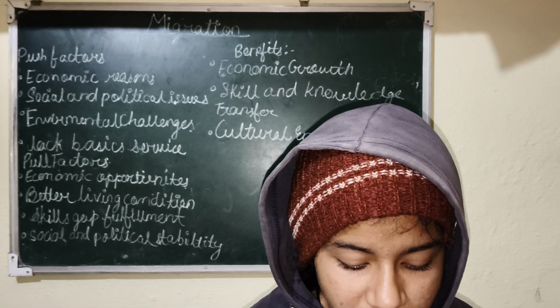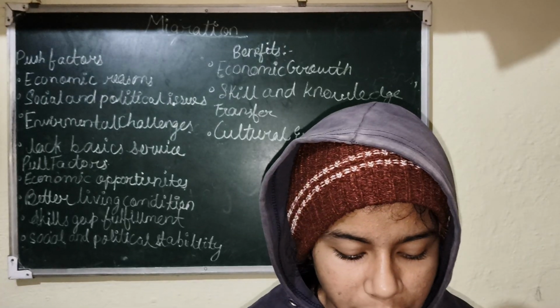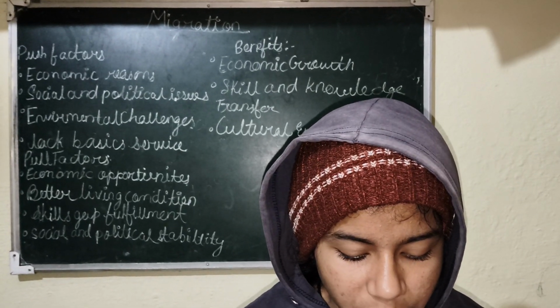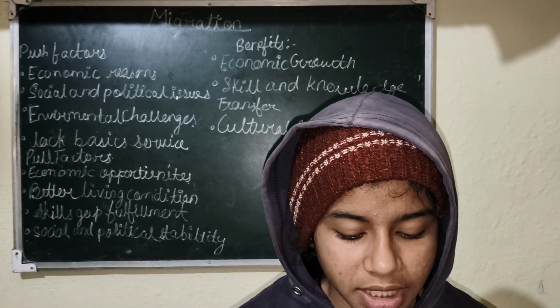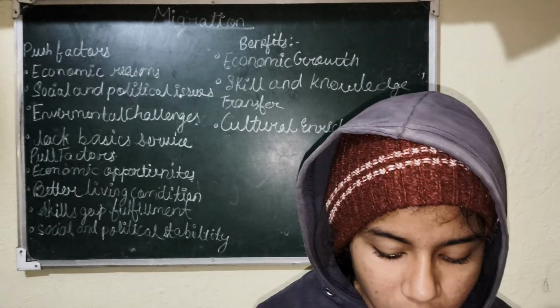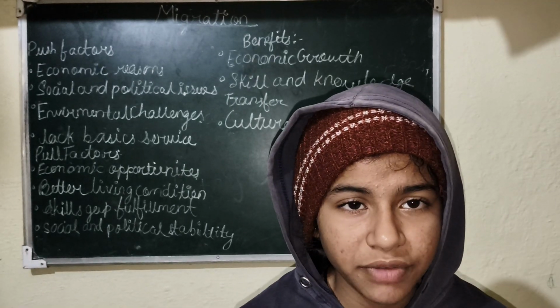Then ninth one, sperms mature in the epididymis. So this is true. Then 10th one, non-identical twins are formed by a single ovum. This is false. Non-identical twins are formed by two ovums. So these were some objectives we discussed.